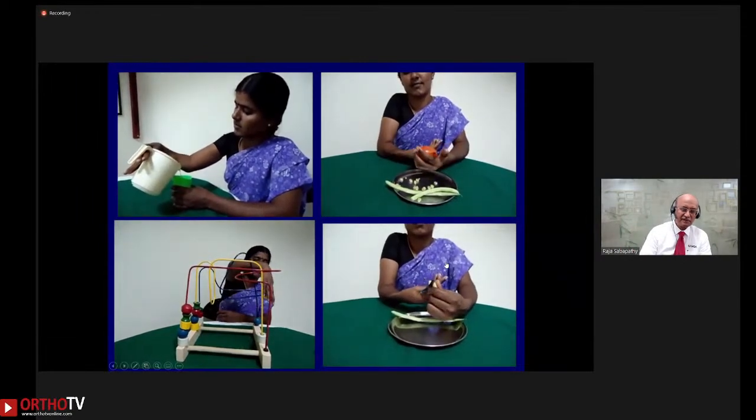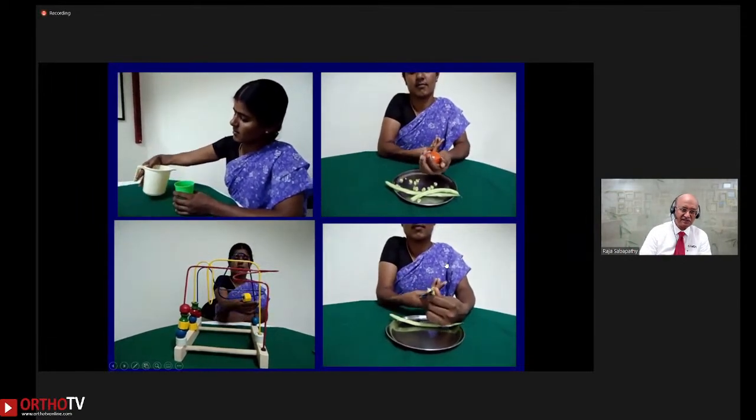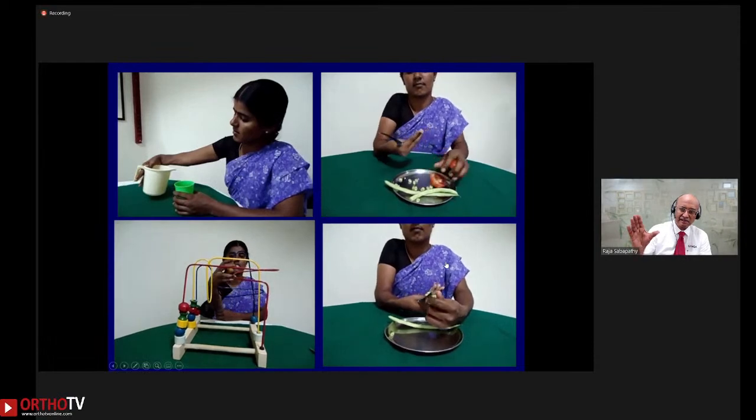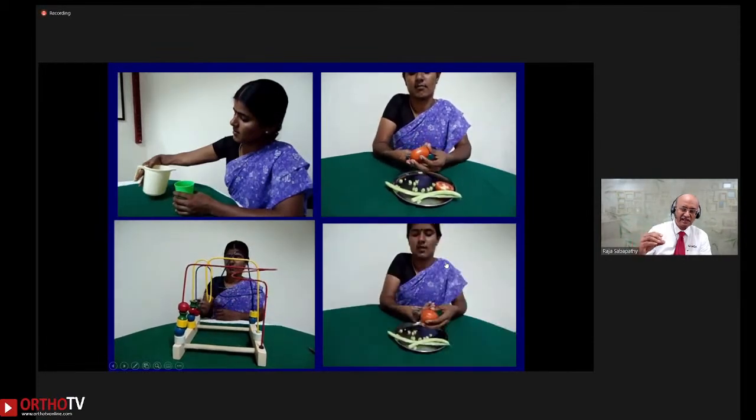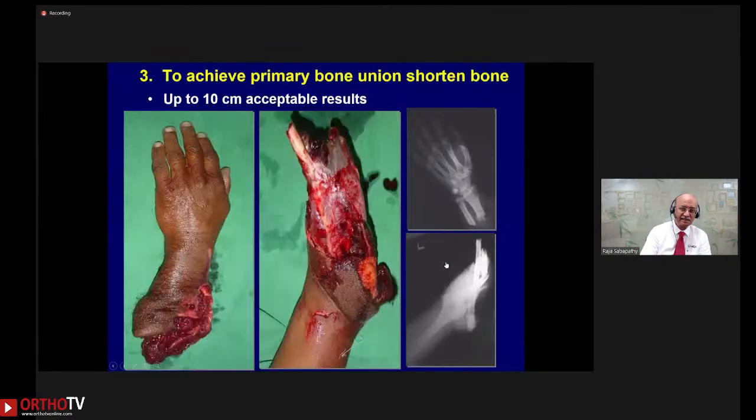Then how does she function? She functions because the intrinsics, so she's holding the thumb in adduction, the power comes up. The distance the nerve has to travel becomes less. The ischemia period is less. We do them very fast. So that means the intrinsics do recover. I think that's the key. Point number 3 is that you need to shorten the bone adequately. We have found that up to 10 centimeters, it doesn't give any problem.